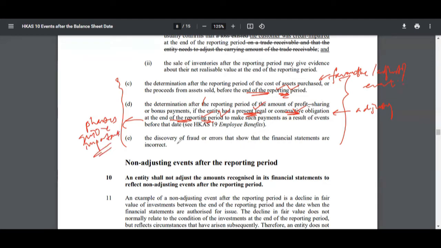And then the discovery of fraud or errors that show the financial statements are incorrect. For this, you may argue that it's hard to determine whether the conditions existed at the end of the year or not. But every rule has exceptions, and this is basically an exception. This is also a material misstatement, so therefore amounts need to be adjusted in this case. You cannot let go of fraud and errors that easily. Fraud and errors will impact your financial statements very materially, and being an ethical accountant, these things are very important, and you will have to pay attention to them.